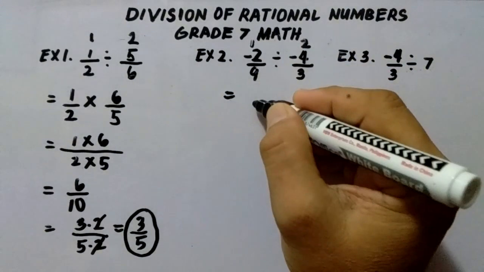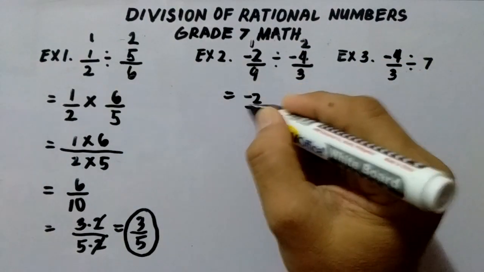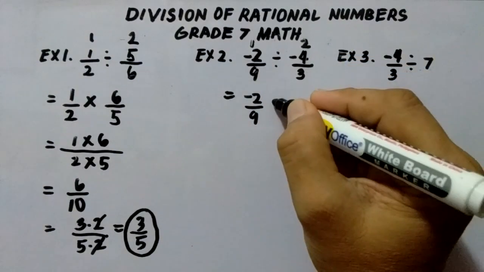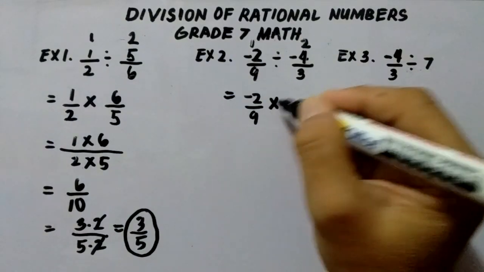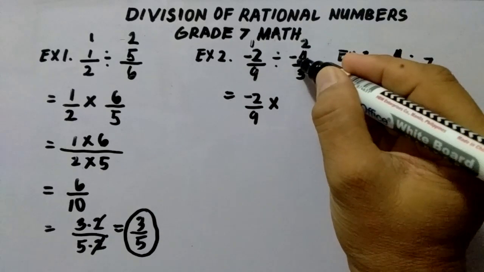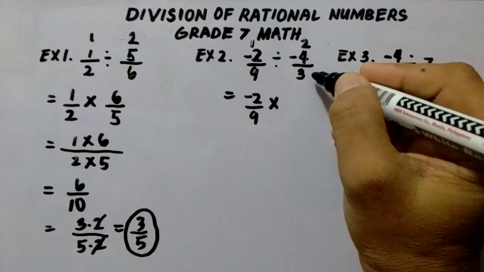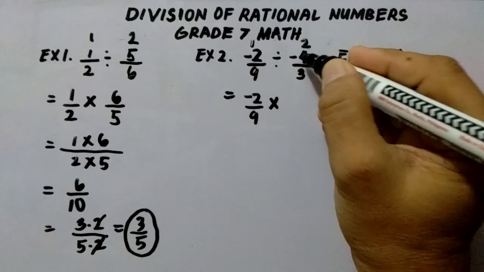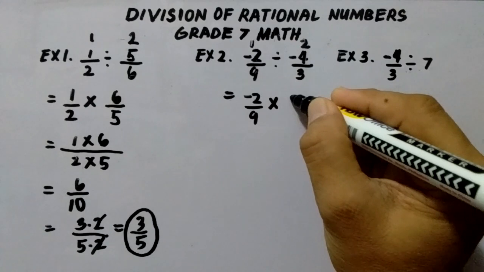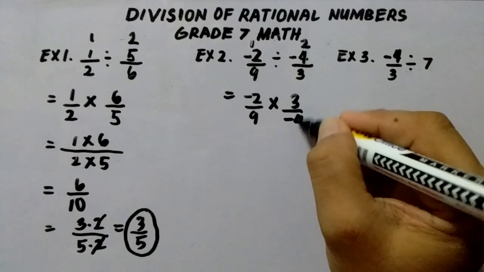Okay, so the first step, let's copy the first fraction. So we have negative 2 over 9. Then convert division into multiplication. Okay, so magiging multiplication na po dito. Then invert the second fraction. Okay, so yung 4 over 3, invert po natin. So babaliktarin po natin. So yung 3, mapupunta po sa taas. Yung negative 4, mapupunta po sa ilalim. Okay, so yung 3, mapupunta sa taas. Then over, yung negative 4, mapupunta po sa ilalim.